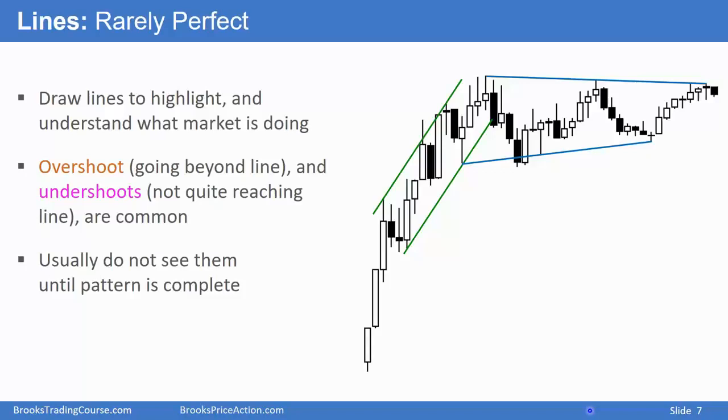A lot of times you don't appreciate overshoots and undershoots until after a pattern is complete. So for example, you would not see this as an overshoot of the bottom of the channel until after the market reversed up here. That's okay. And the same is true here. Initially you draw a line using this high and that high, and then you might decide that this is a better high to use because it creates a parallel channel. And once you do that, then this high becomes an overshoot. It went above the top of the channel.